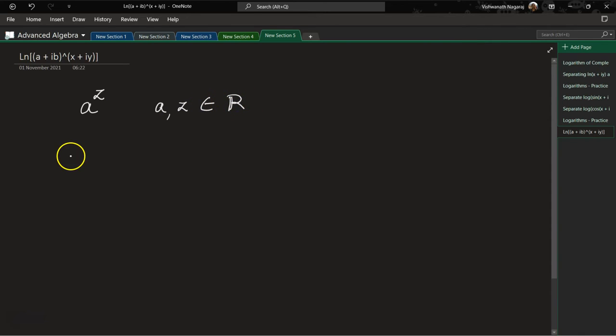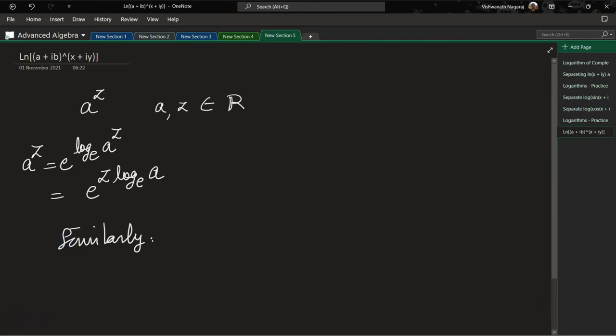What we can do is write it as e to the power of log e of a, to the power of z. Yes, we can do this because e and log are inverses of each other. So this is nothing but a^z. They are equivalent. Or, based on log rules, we can bring the z down: e to the power of z log e of a.